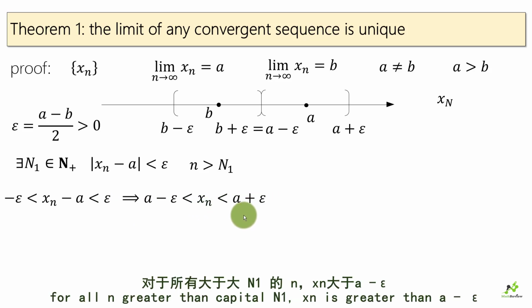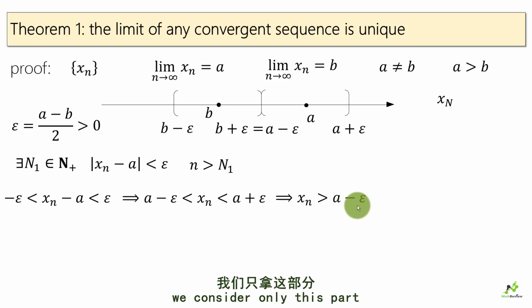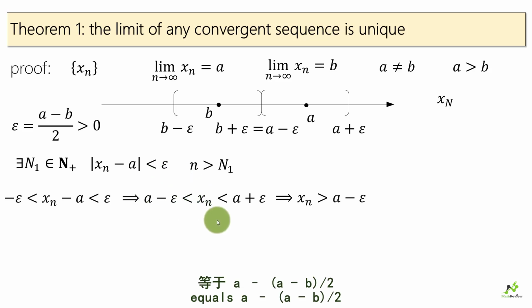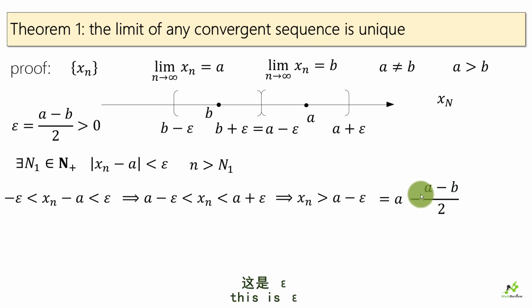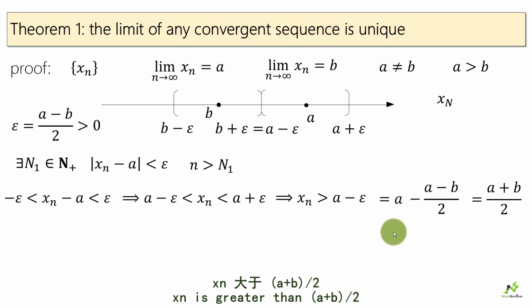We can say for all n greater than capital N1, xn is greater than a minus epsilon. We consider only this part, which equals a minus (a minus b) over 2. This is epsilon, which equals (a plus b) over 2. So xn is greater than (a plus b) over 2.